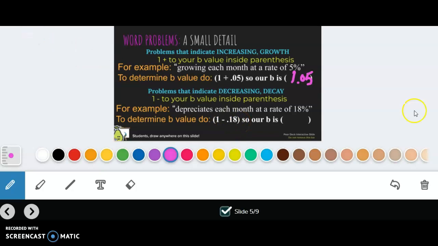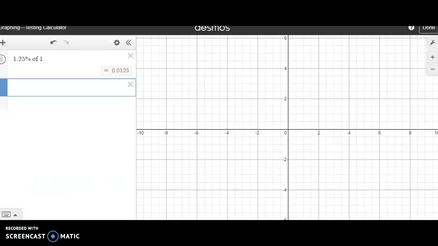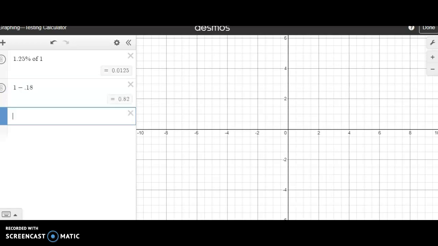All right, so you can try doing that in your head. I do not suggest it. You can do it on paper by hand, 1.00 and then subtract. It's a little more confusing with these because it does have a decimal. So if you do need to use decimals, that's fine. 1 minus 0.18. So my B value is actually going to be 0.82.